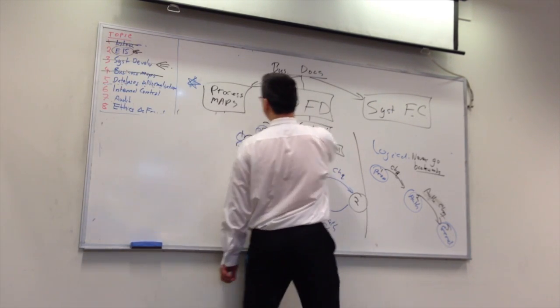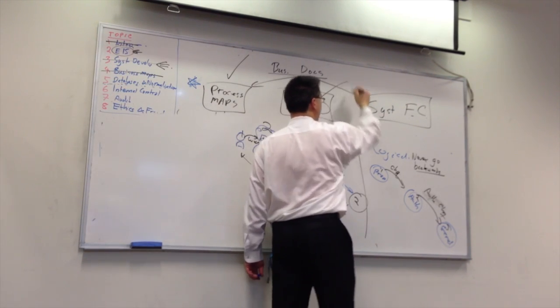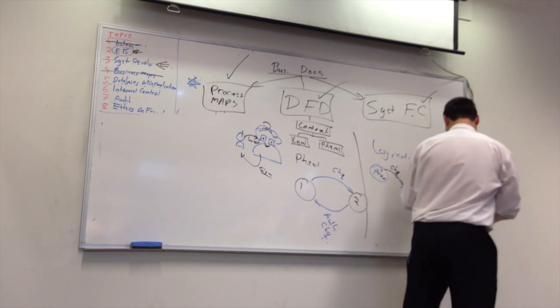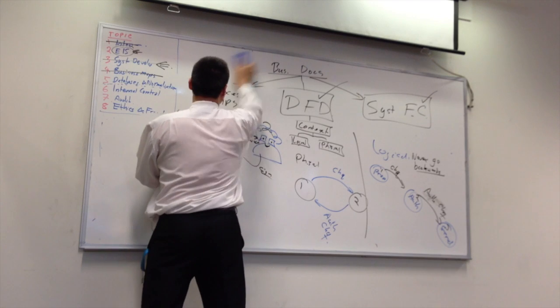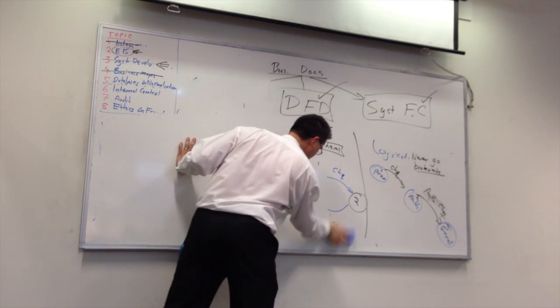Okay, so we've done a process map, we've done data flow diagrams, let's have a look at the systems flowcharts. This is something we didn't do very much in class, and maybe we should do more of it.